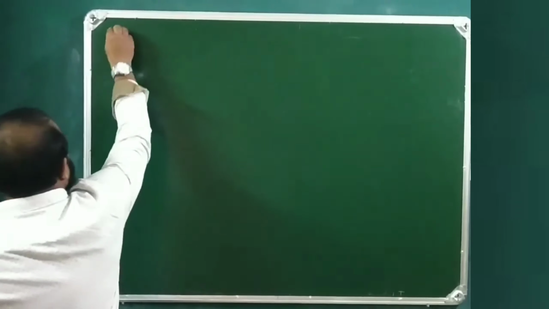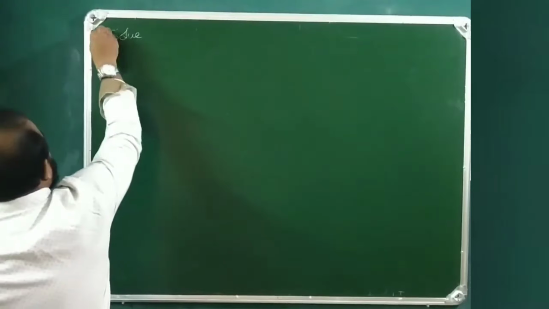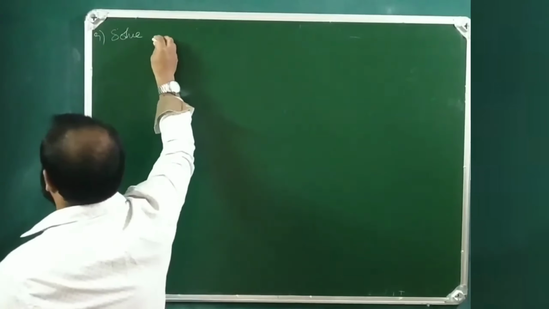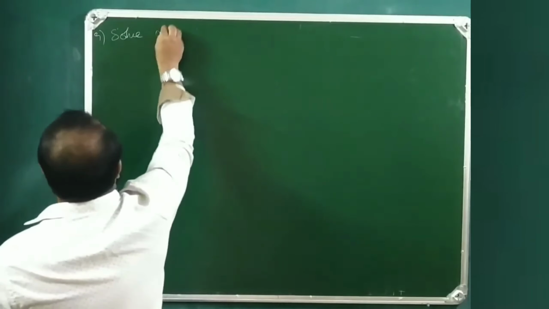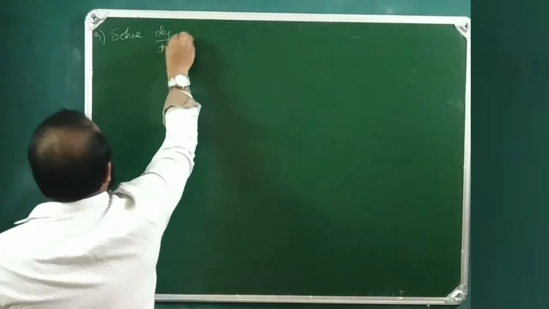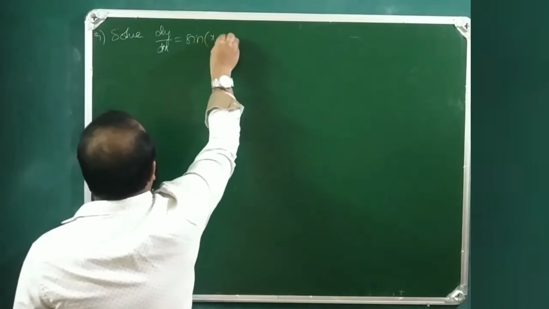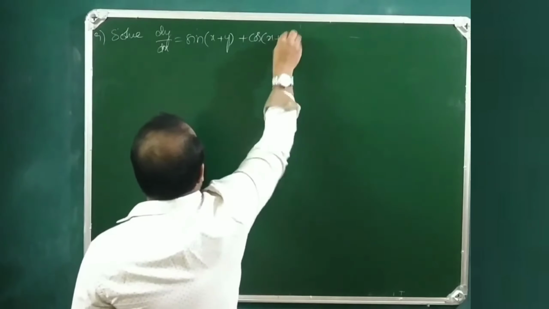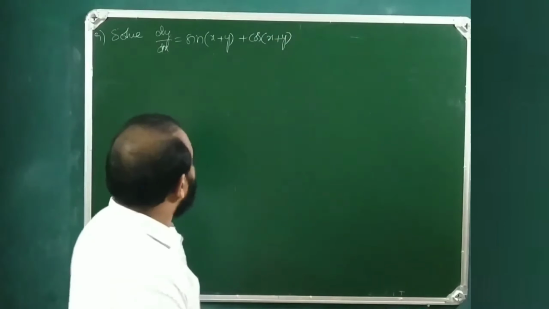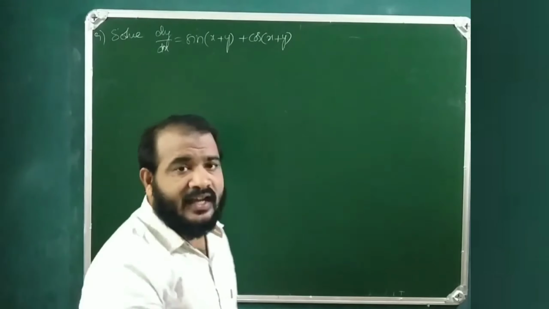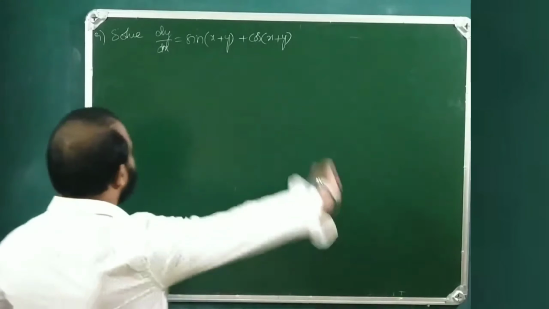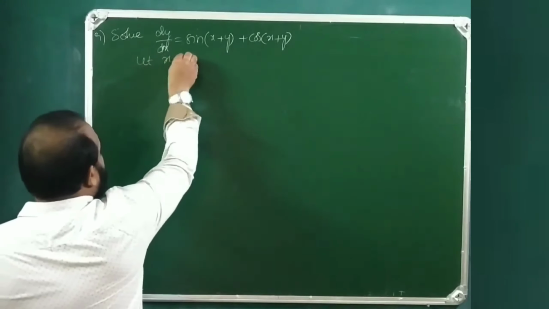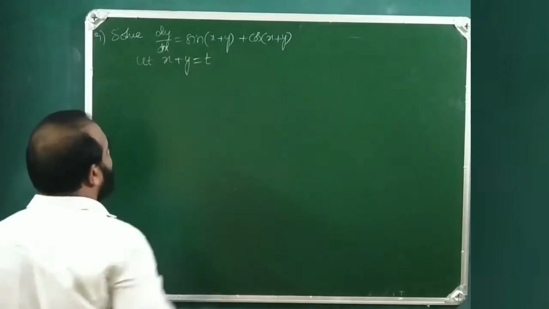Solve dy by dx is equal to sine of x plus y plus cos of x plus y. So to solve this, let us take x plus y is equal to t.